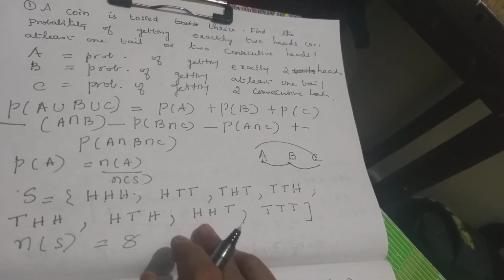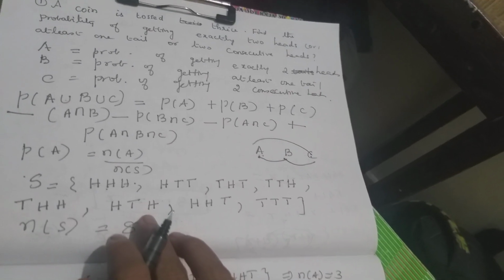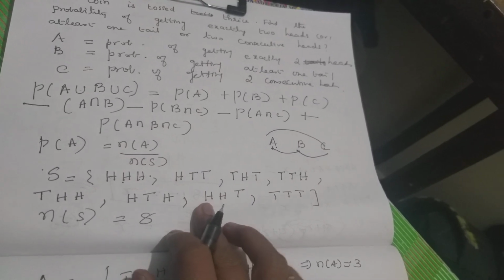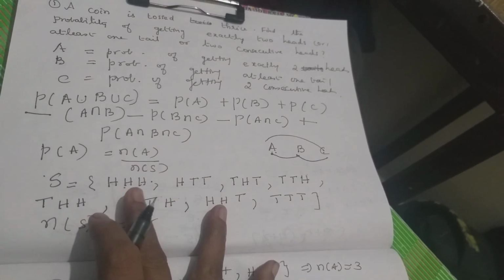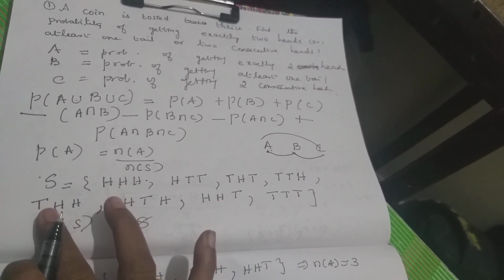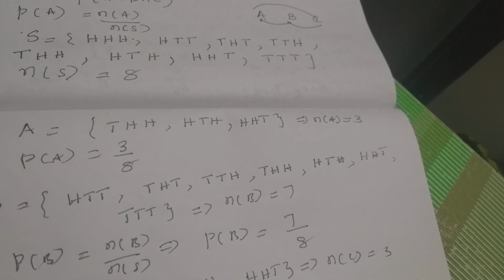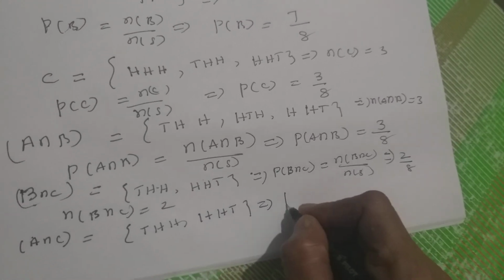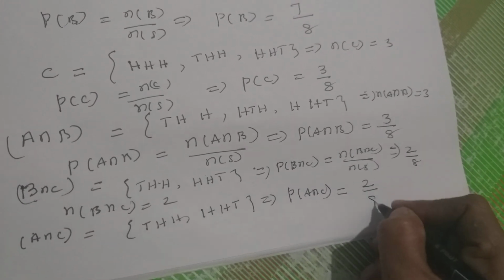So you are getting HHT and THH. There are only 2 consecutive heads and exactly 2 heads. So these 2 only are applicable. So you are getting THH, HHT. So the probability of A intersection C, with the same formula, you write it as 2 by 8.